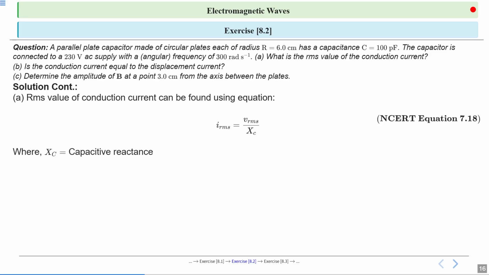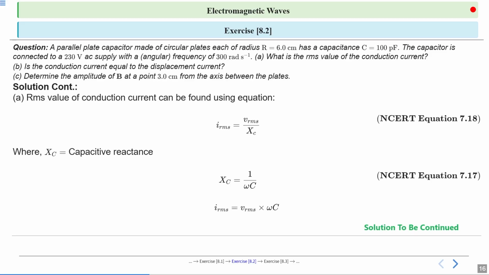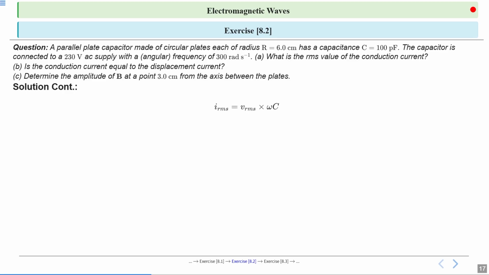So XC is the capacitive reactance. XC is equal to 1 by omega C, NCERT equation 7.17. So put XC equal to 1 by omega C, and IRMS will become VRMS into omega C. So IRMS is equal to VRMS into omega C.